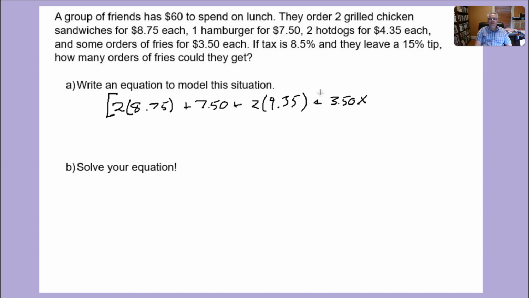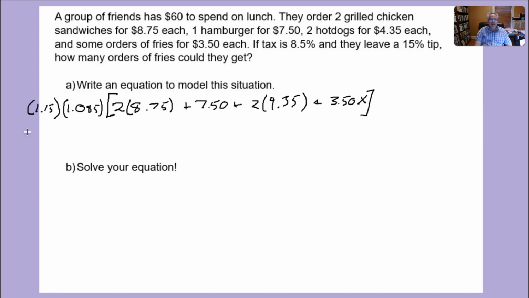All right, so they have to pay tax, which is 8.5%. So all of this is going to get multiplied by 1.085. So 1 plus 0.085. That increases it by 8.5%. And on top of that, they're going to leave 15% of this as a tip. So that's going to increase it another 15%. So we're going to multiply by a 1.15 up front. So that multiplier would increase it by 15%.